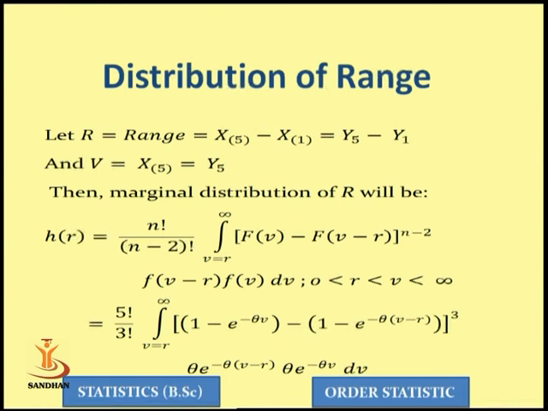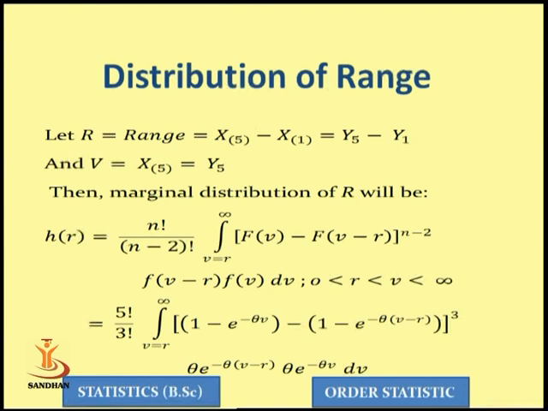Then integration over v from r to infinity. For capital F, we substitute the distribution function. So F of v is 1 minus e raised to minus theta v. F of v minus r will be 1 minus e raised to minus theta of v minus r, whole power n minus 2, n being 5, the power is 3, and small f of v minus r is the density of exponential, that is theta e raised to minus theta of v minus r, and similarly f of v is theta e raised to minus theta v, and dv.